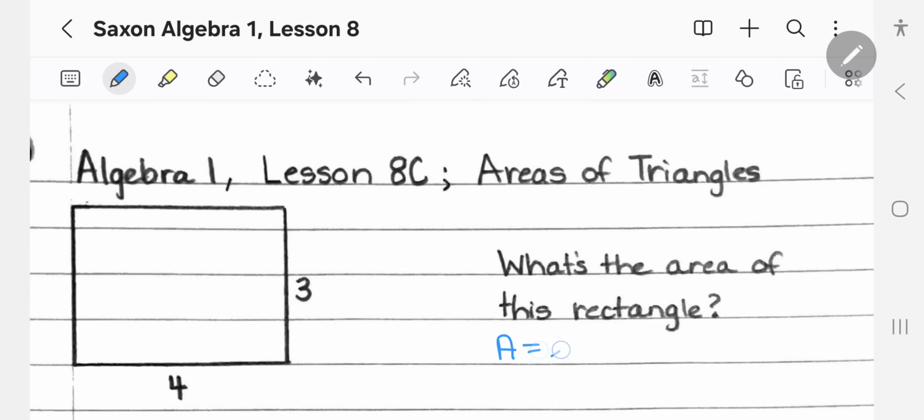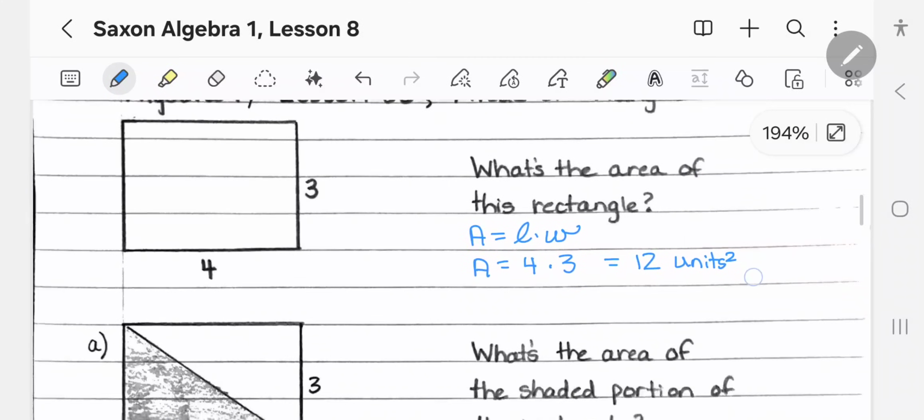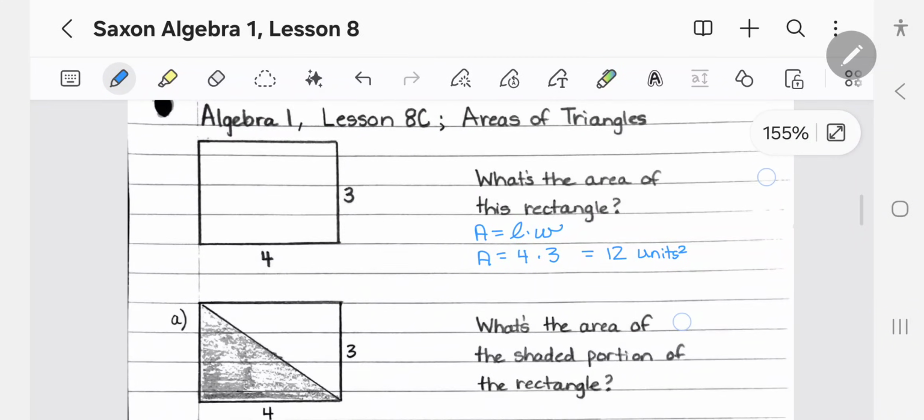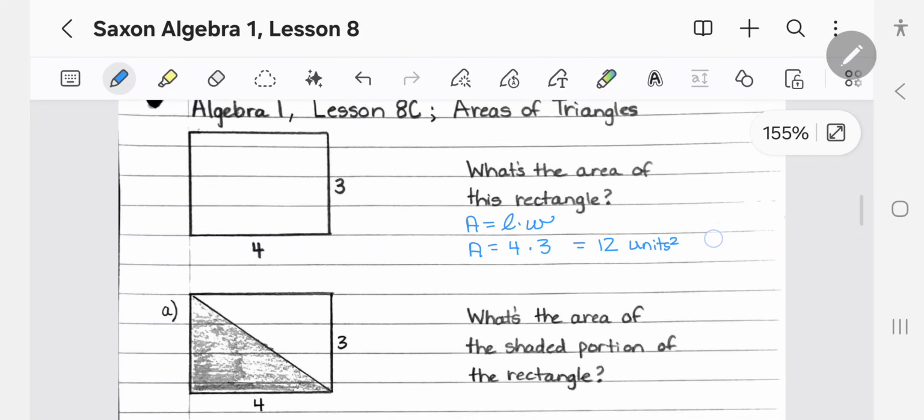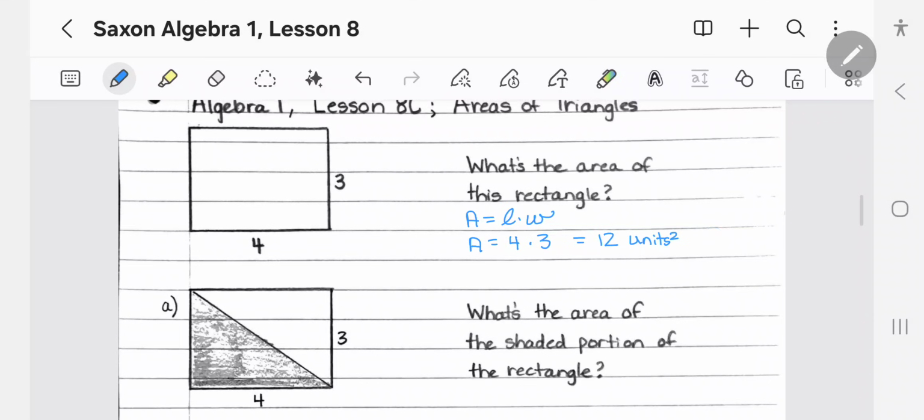Well, we know that area equals length times width, and that is 4 times 3, which is equal to 12. And we're not given the units, so we'll just say that that's some sort of square units, whether it's inches or centimeters or whatever, okay? Well, let's look at the next picture. What's the area of the shaded portion of this rectangle? Same rectangle, but they just want the shaded part, okay?